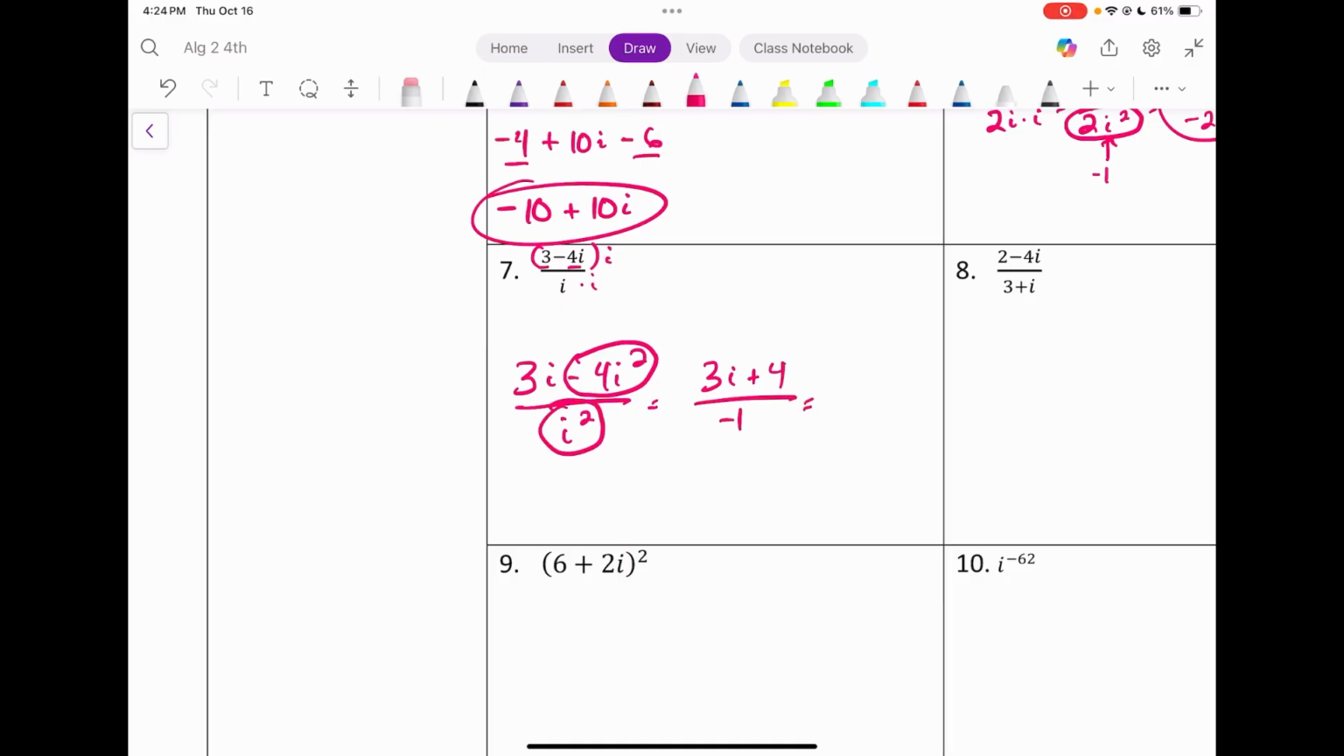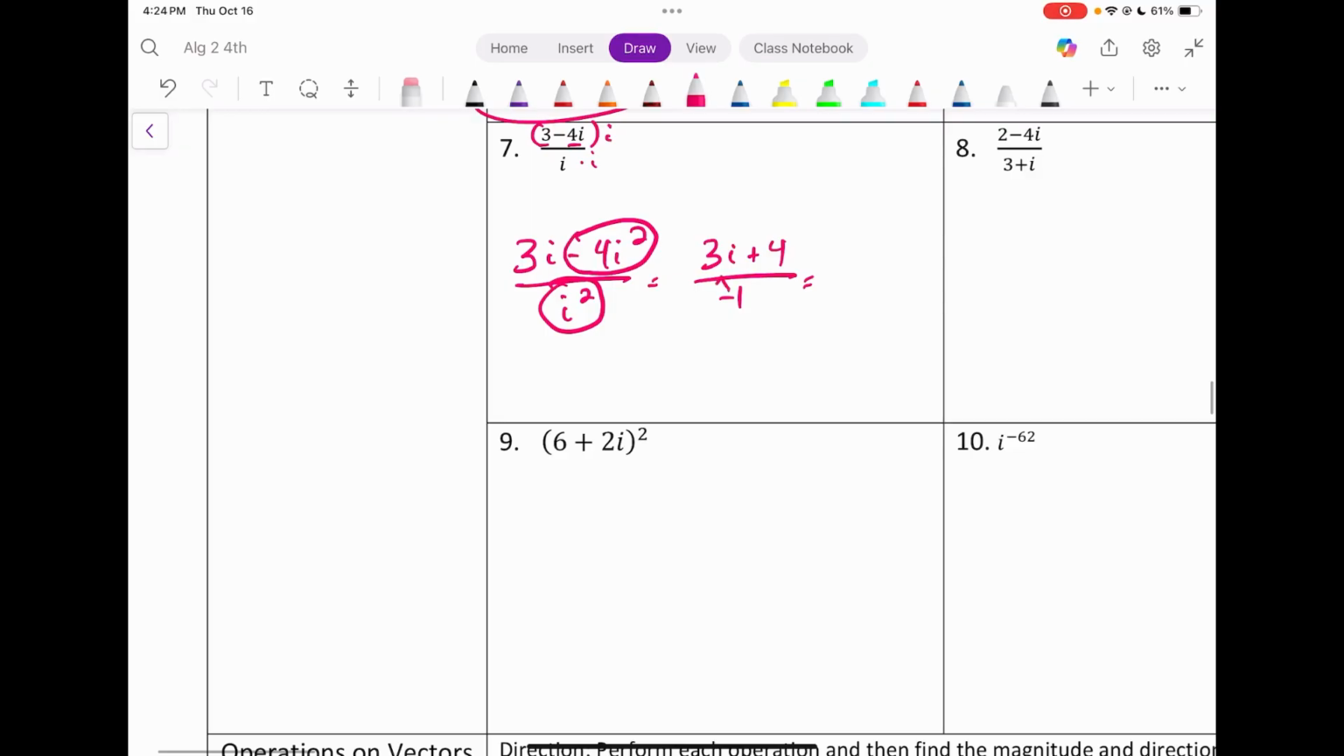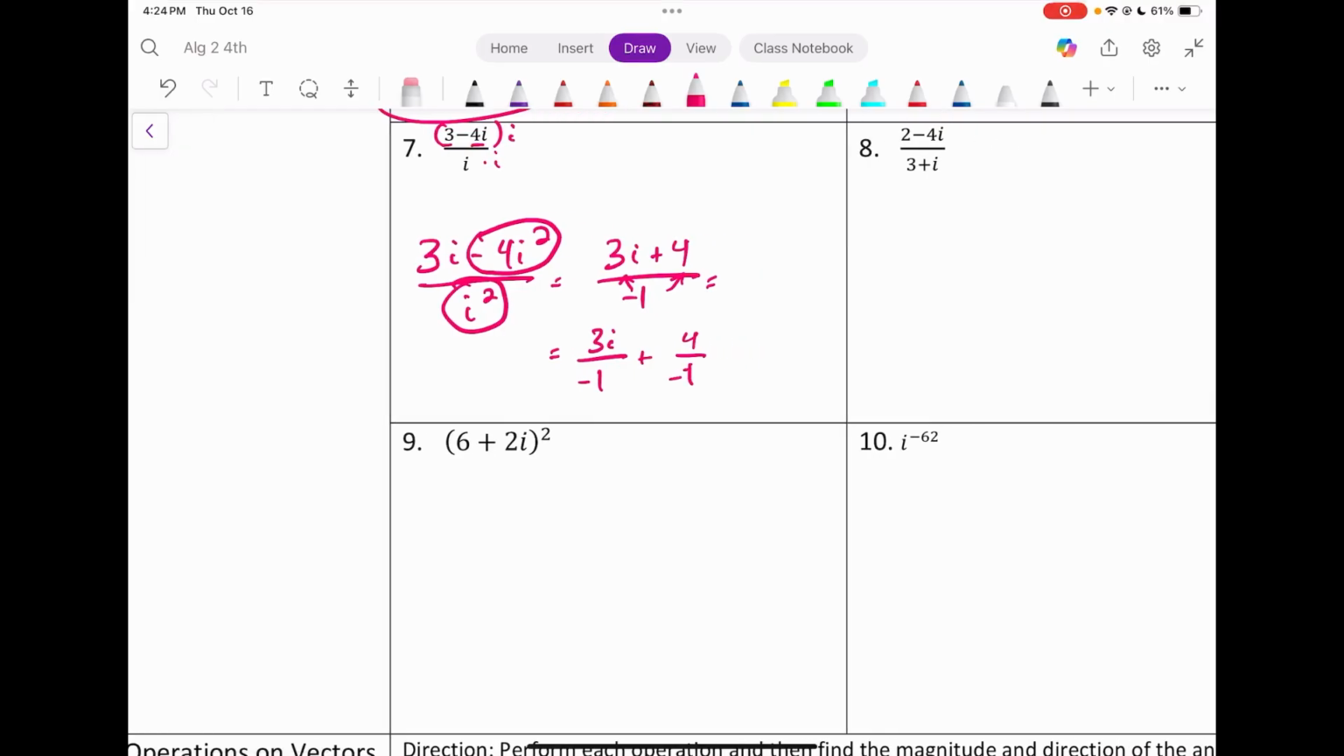Now on these, definitely, we're always going to split these up. So we have 3i over negative 1, and then plus 4 over negative 1. Positive divided by negative is a negative. Now, again, get into a habit of writing this part of your answer first. So that's going to be a negative 4. And this will be 3i divided by negative 1.